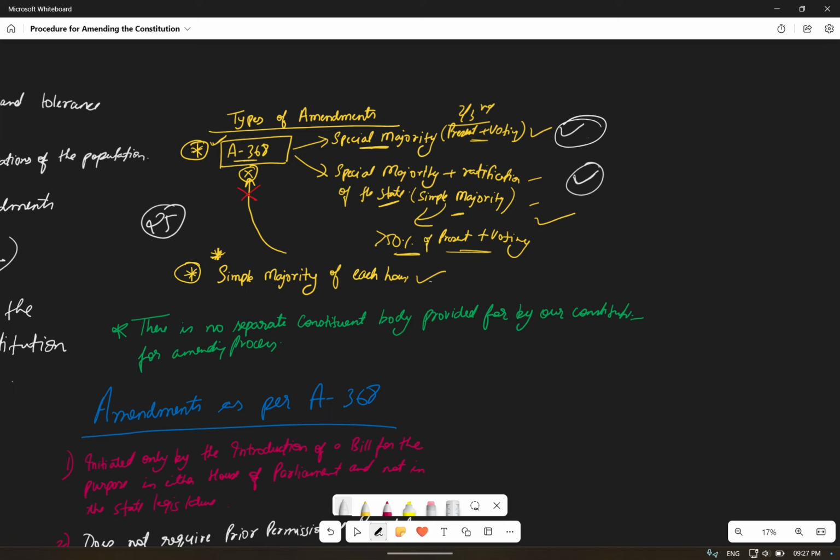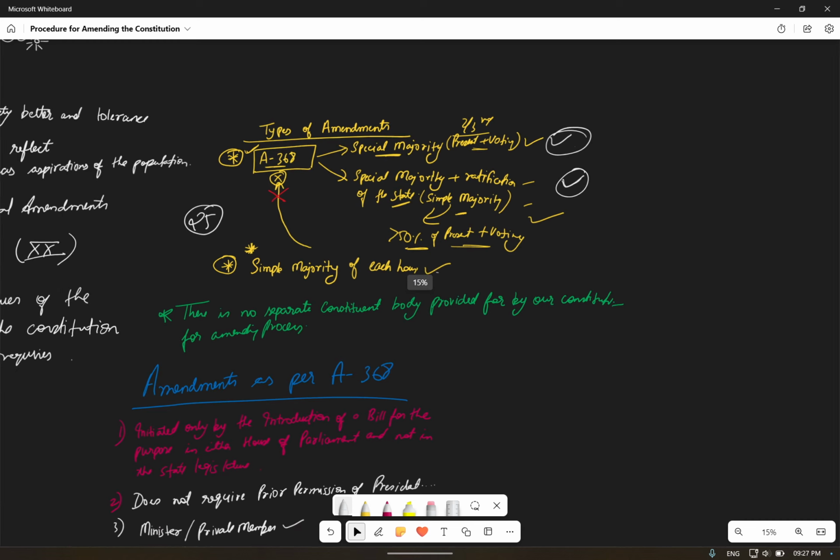The amendments under article 368 require two flavors. One is the special majority, and if the amendment is going to affect the federal structure of the constitution, then ratification by 50% of the states is required. What is a special majority? More than two-thirds of the members present and voting are required in both the houses, so the bill has to be passed by both the houses.